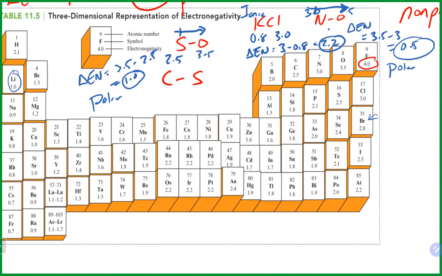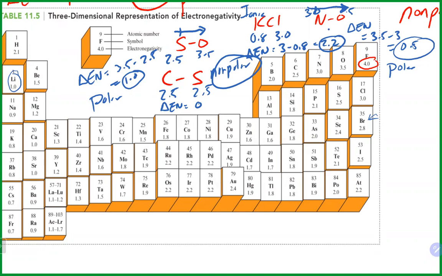Carbon and sulfur. Carbon is 2.5. Sulfur is 2.5. So the difference in electronegativity here is 0 when you take 2.5 minus 2.5. Carbon and sulfur is a nonpolar bond. So this demonstrates that if you have two of the same elements, it's definitely going to be a nonpolar bond, but it is possible to have two different elements that will actually share the electrons equally.